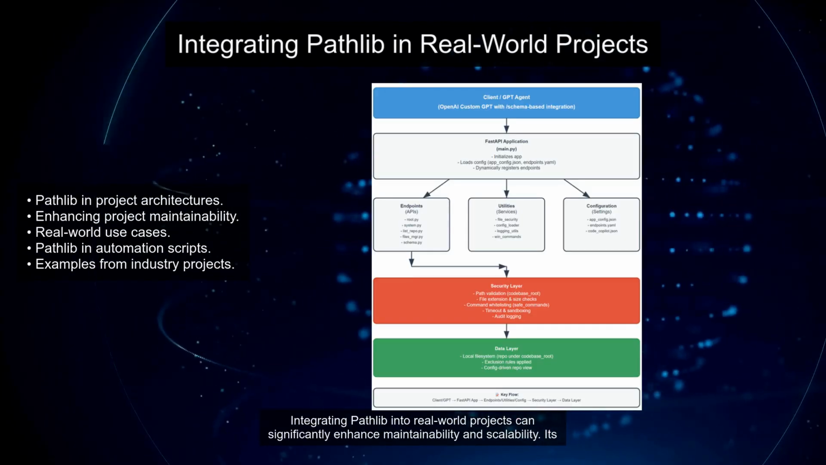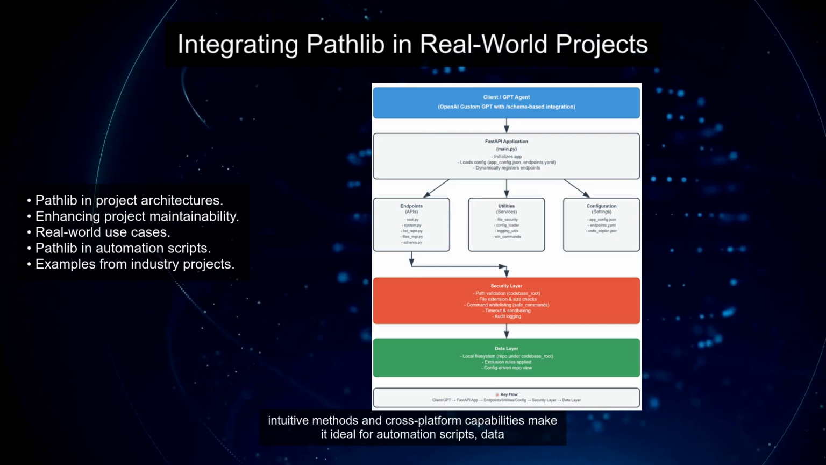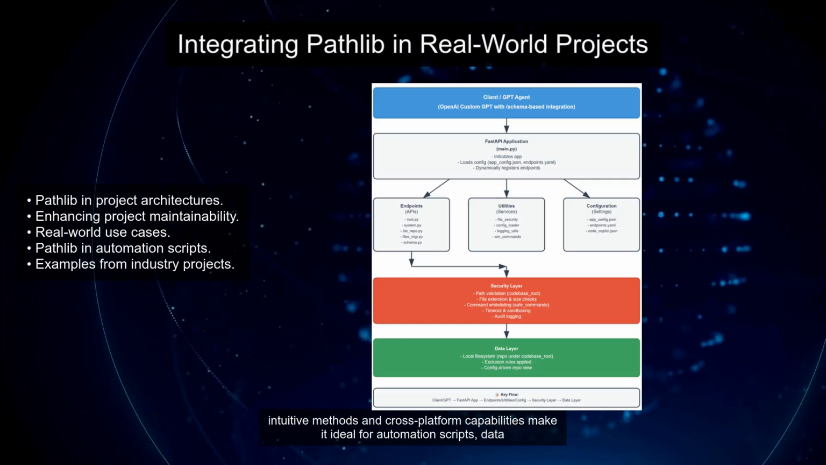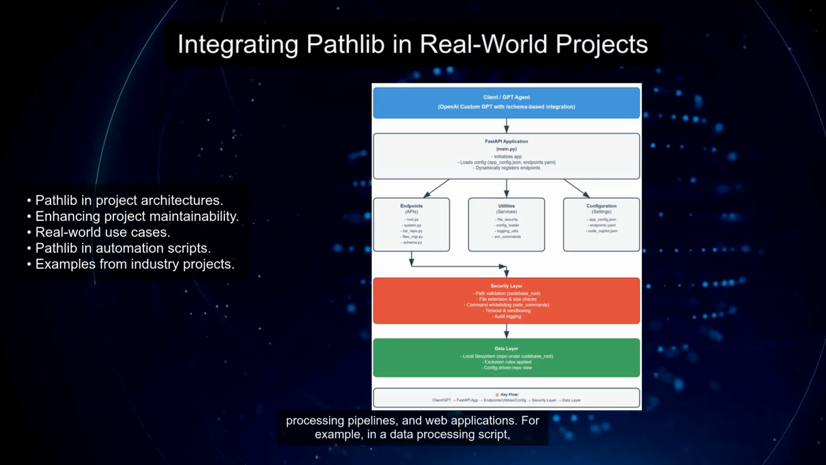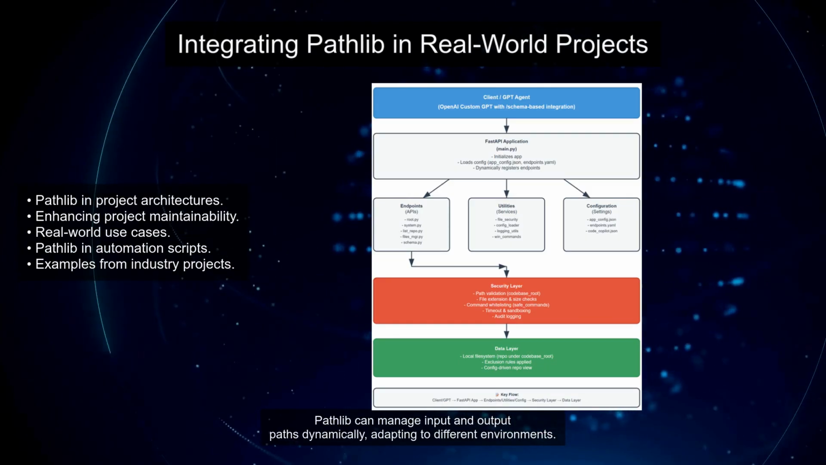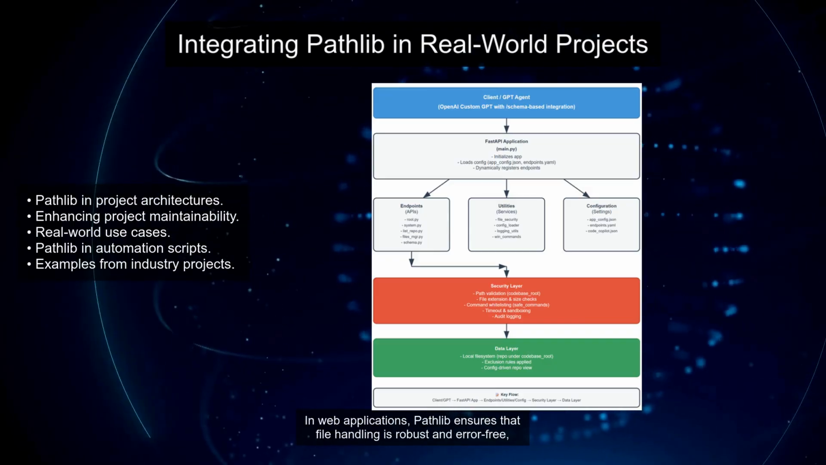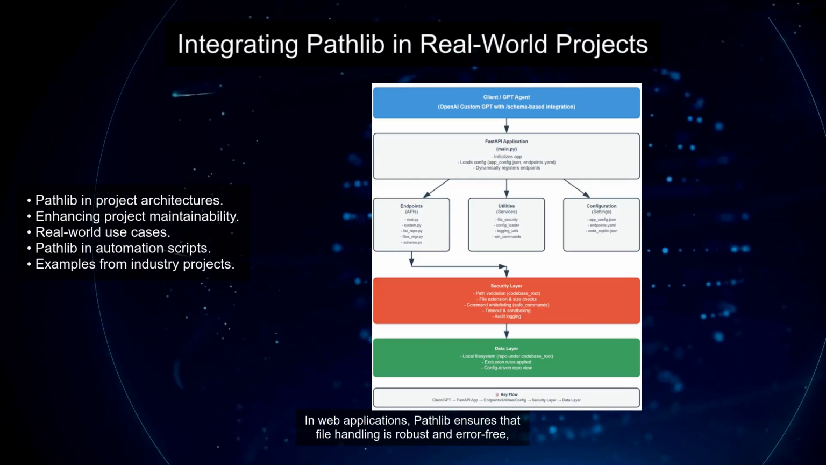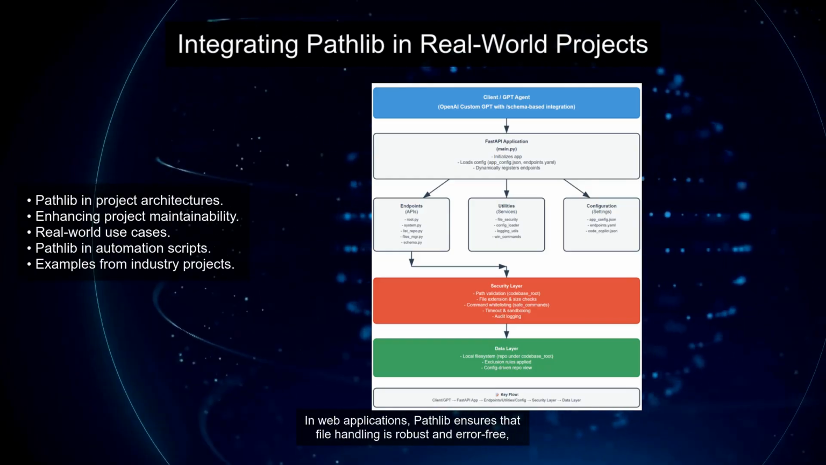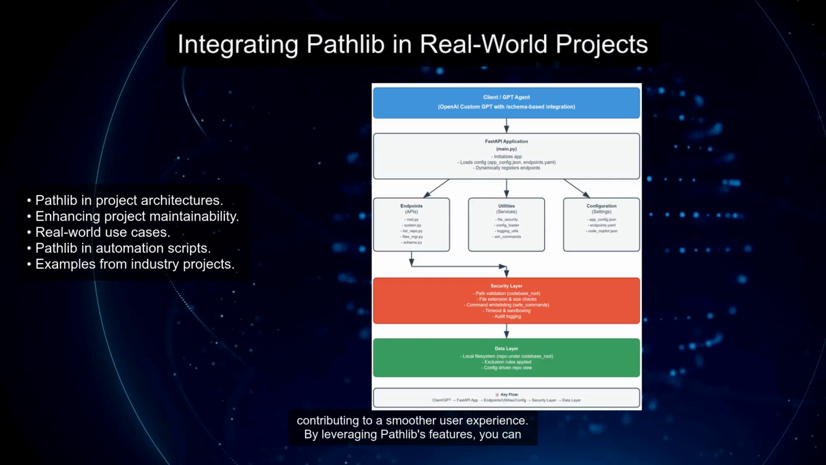Integrating Pathlib into real-world projects can significantly enhance maintainability and scalability. Its intuitive methods and cross-platform capabilities make it ideal for automation scripts, data processing pipelines, and web applications. For example, in a data processing script, Pathlib can manage input and output paths dynamically, adapting to different environments. In web applications, Pathlib ensures that file handling is robust and error-free, contributing to a smoother user experience.